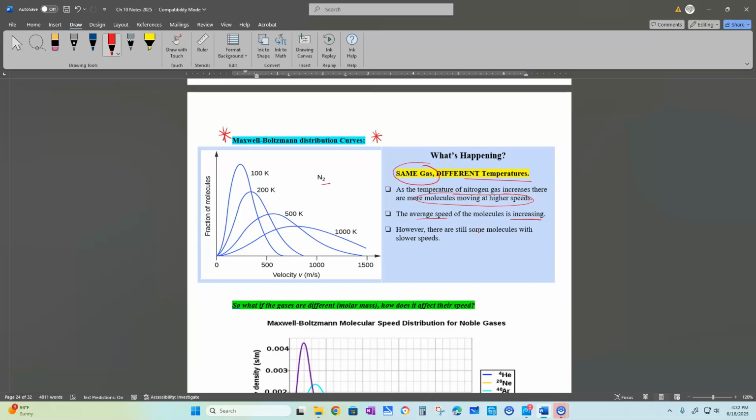So notice on the X and the Y. Fraction of molecules, that's like saying the number of molecules possible. Velocity, low speed to high speed. Okay, slow to fast. Distribution curve has to do with area under the curve. This is actually a calculus type of topic. We just don't do all the crazy math to go with it.